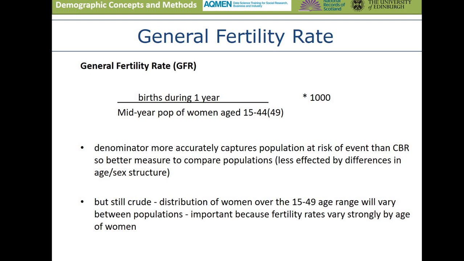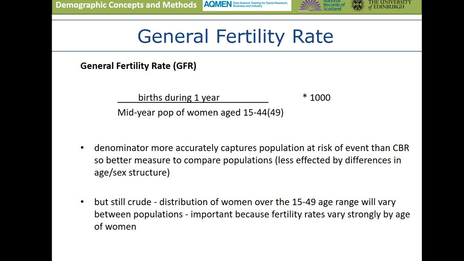So we need a measure that takes into account these differences in population structure. And one measure that does that is the general fertility rate. So this is looking at the births during a year divided by the mid-year population of women at the childbearing ages, usually 15 to 45 or 49. Again, multiplied by 1,000 to give us a rate per 1,000. So here our denominator captures the population at risk of an event in a way that the crude birth rate doesn't. So we have a better measure to compare across populations, since the general fertility rate will be less affected by differences in age and sex structure that might give us misleading results using the crude birth rate.